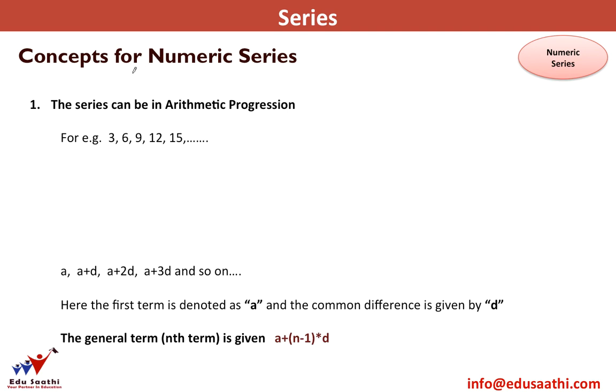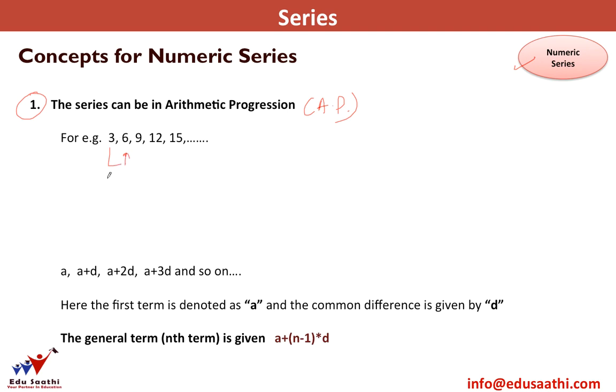We now move on to the second type of series, which is a numeric series. So the first concept for numeric series is that the series can be in arithmetic progression. This is also called AP. Now what does AP mean? That the common difference or the difference between the consecutive terms would be the same.